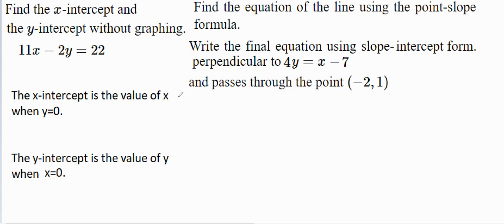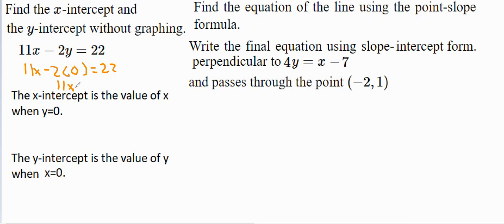So we want to find the x and y intercepts without graphing. I wrote down that the x-intercept is the value of x when y equals 0, and the y-intercept is the value of y when x equals 0. So to find the x-intercept, we just put 0 in for y. So we're going to get 11x minus 2 times 0 equals 22.